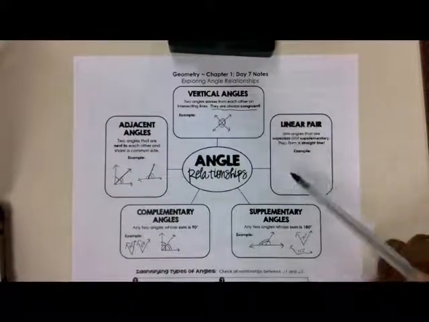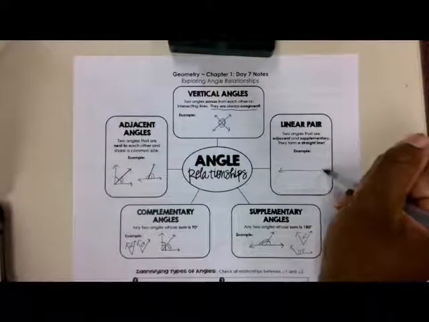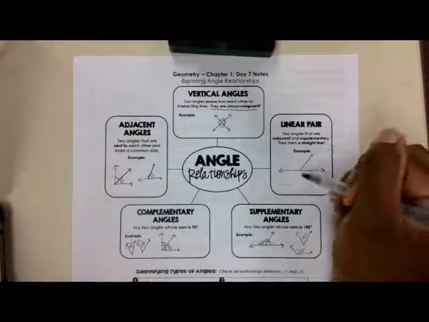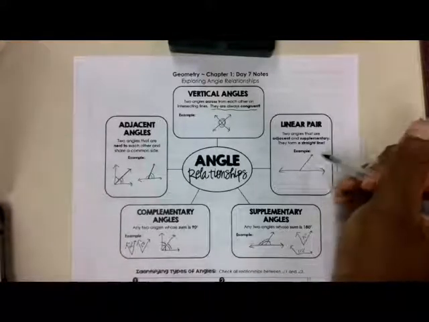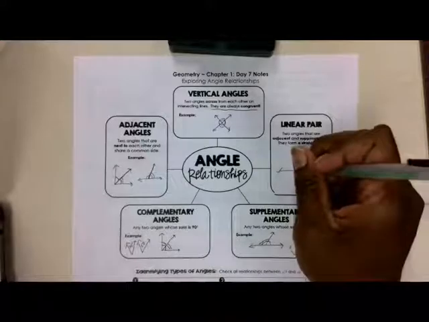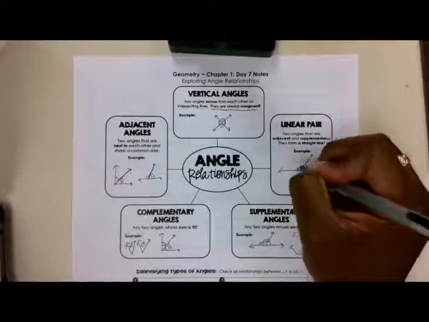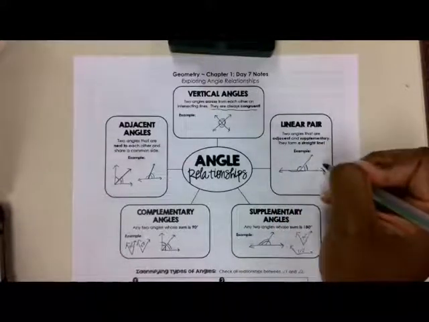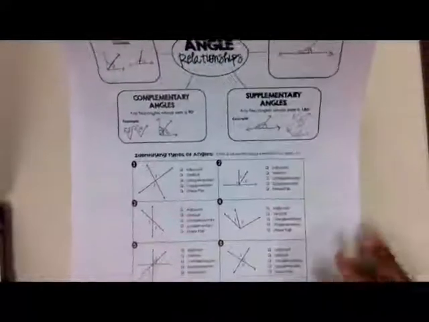They have to be next to each other, and they have to form a straight line. So here's my straight line. I've created 2 angles by giving it a ray. I don't want to call it a bisector because it doesn't cut it in half. A ray, creating another angle. These 2 angles create a linear pair because they create a line. They're adjacent and they're supplementary. This is very important. You have to know these terms. So let's identify some of these angles.